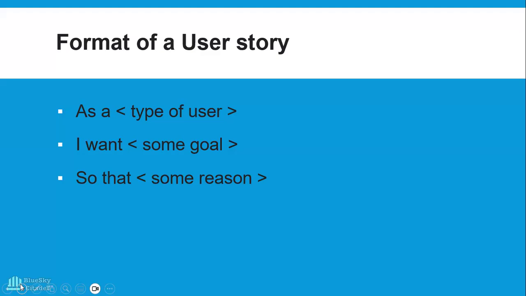So that's the end result. I want to do this so that I can achieve that. That shows you the value that the end user is going to have once these steps have been followed, or once that functionality has been created. So: as a, I want, so that.